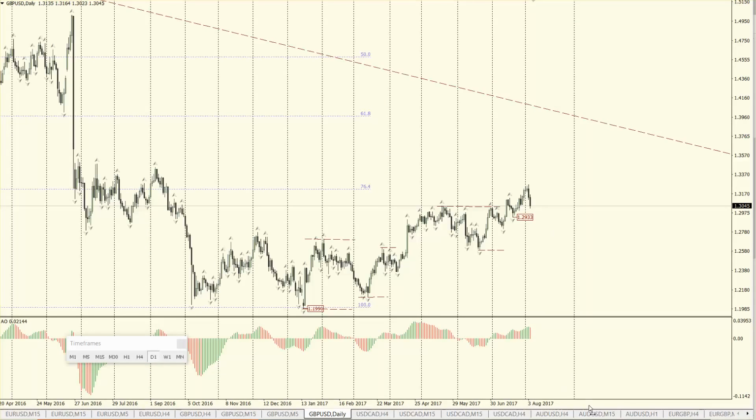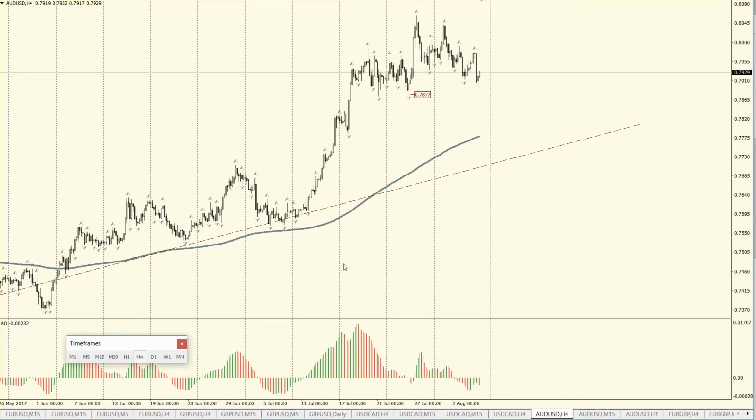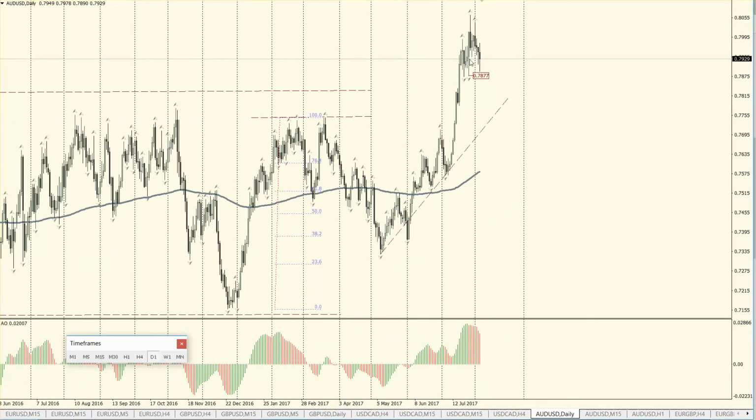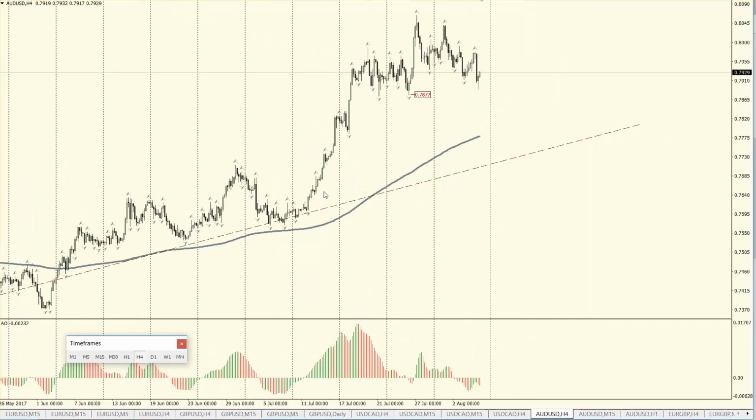Next pair is Australian Dollar against US Dollar. Here, as you can see, we have the pivot that is protecting the H4 trend up or trend phase up. I have mentioned this pivot last week during my last review, and as long as this pivot is not broken, the trend phase is still valid.